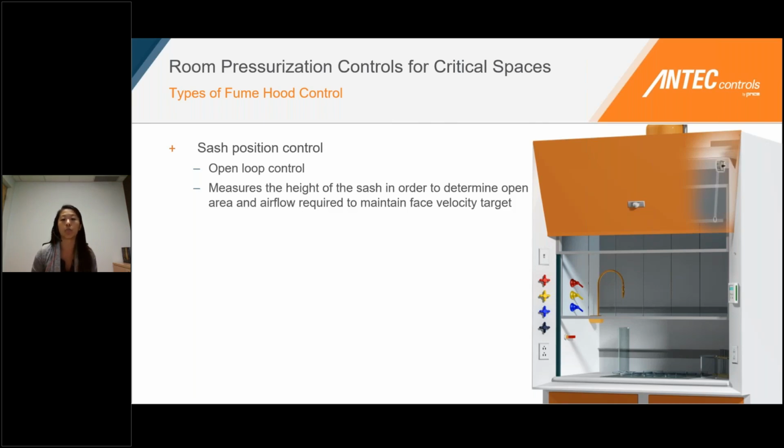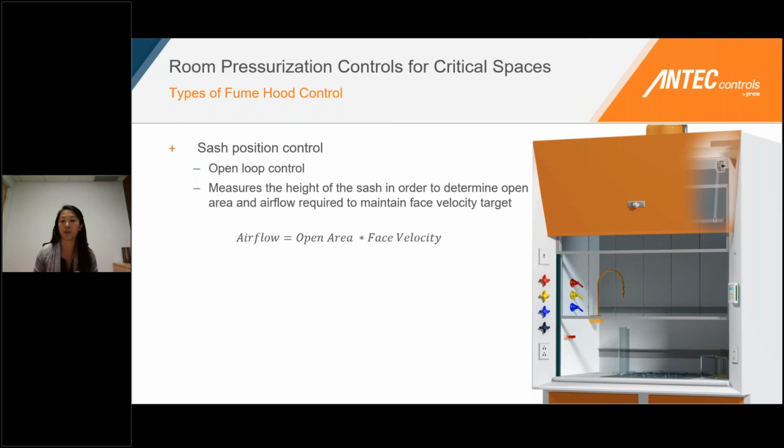So this is where we are just measuring the height of the vertical sash, and the width of the fume hood, the open width, is pre-programmed into the software. So based on the width and the working height of the fume hood, we can calculate what the open area is in this fume hood. And based on this open area, our controller knows what the airflow exhaust needs to be in order to maintain the face velocity target. So sash position control is open loop because it's just using this calculation right here, the open area times the face velocity target. And it's just using that to determine what the airflow should be.